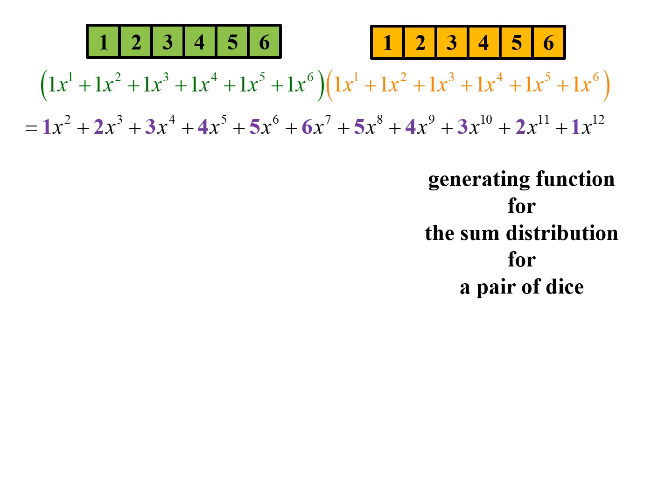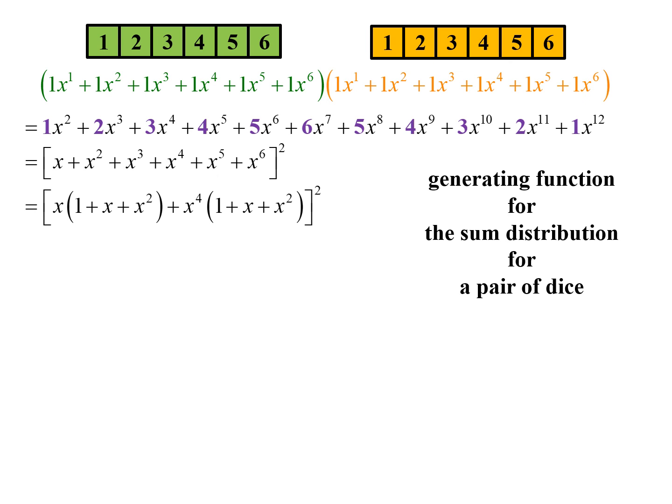We'll put the expression back into factored form. In the next few steps, the algebra will happen within the brackets. We factor an x out of the first three terms and an x to the fourth out of the last three terms. We went from 6 terms to 2 terms. Each of those 2 terms has a common factor of 1 plus x squared. So I factor it out front.